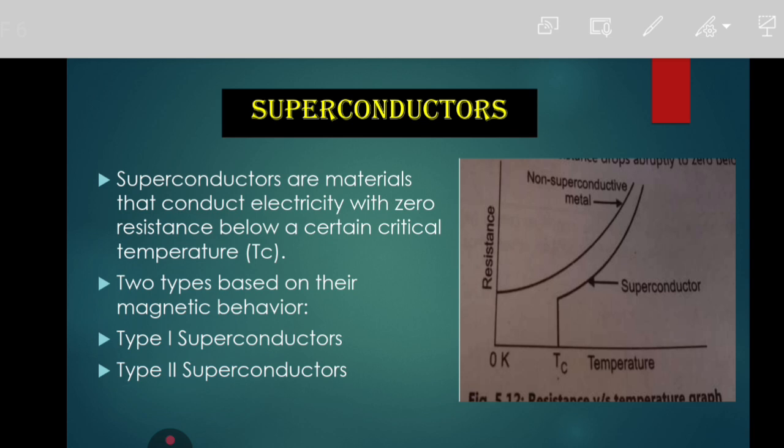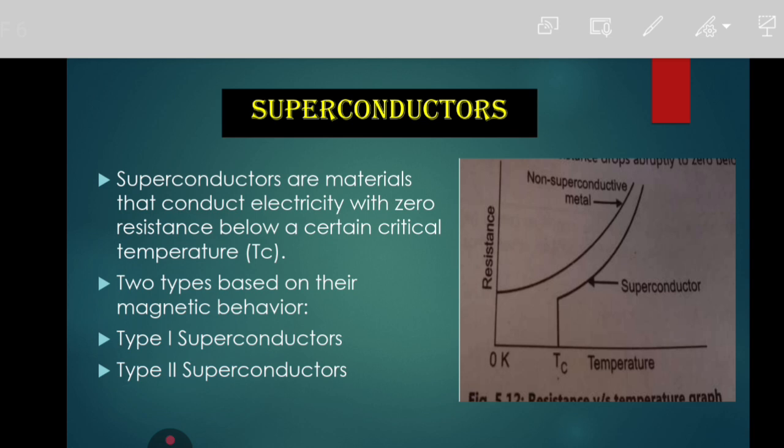Superconductors. Superconductors are materials that conduct electricity with zero resistance below a critical temperature, that is Tc. Two types based on their magnetic behavior are type 1 superconductors and type 2 superconductors.